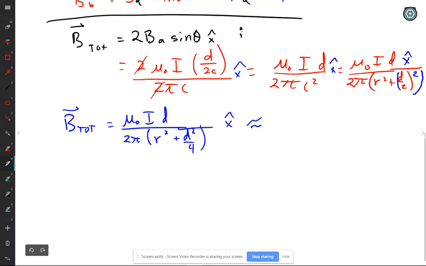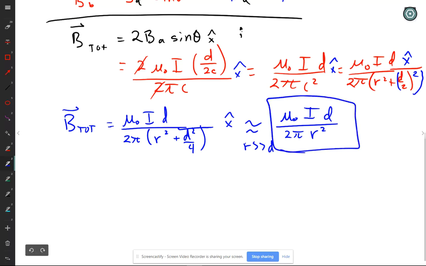So I'm going to put approximately equal, because I did make an approximation here for R much, much greater than D. Mu naught I d over 2 pi r squared. Now notice the d on top did not disappear because it wasn't being added to an r. I can't do that. It's only where I had the r squared plus the d squared over 4, where they're added, that I was able to make that disappear. So that's the answer that we were looking for.